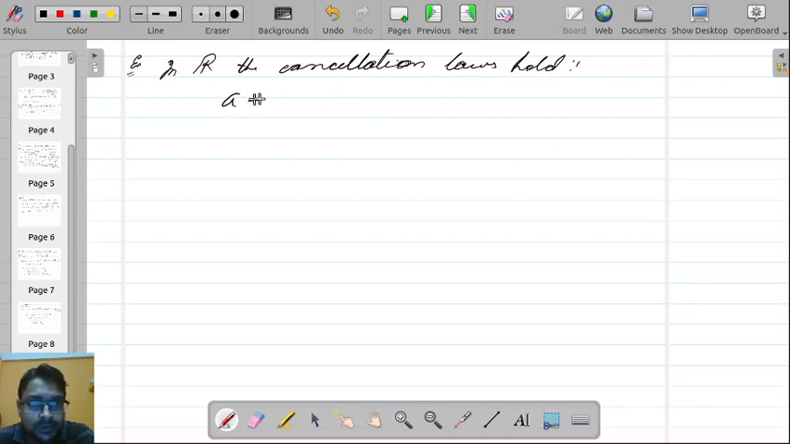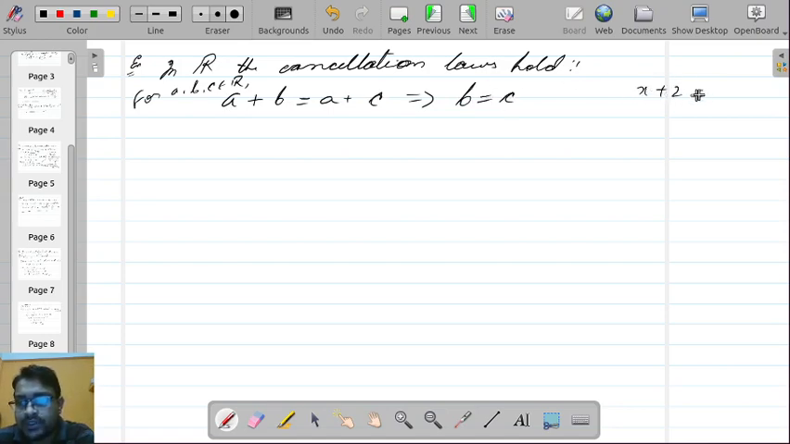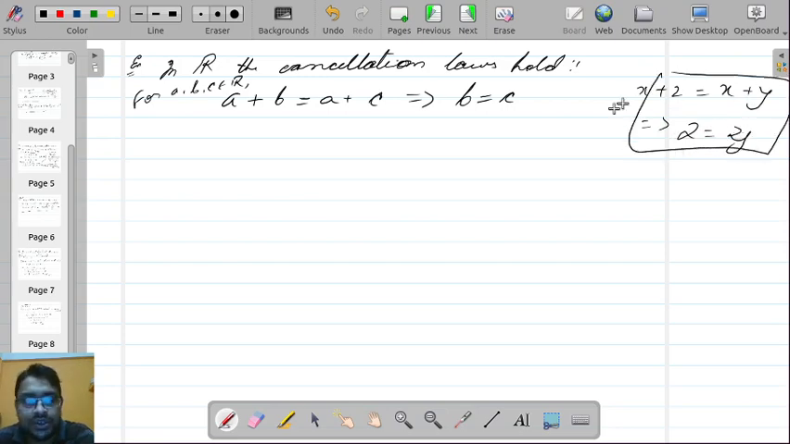What are those? For A, B, C inside R, if A plus B equal to A plus C, this will always imply that B equal to C. From our childhood we have been doing something like this: x plus 2 equal to x plus y. We cancel x on both sides and write 2 equal to y. So this is basically the cancellation law.